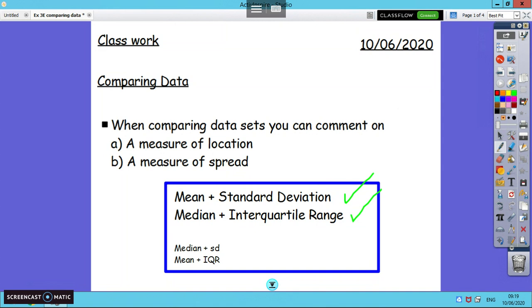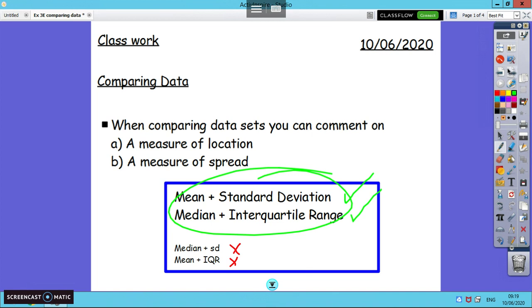So you can't use the mean and the interquartile range, and you can't use the median and the standard deviation together. They're terrible crosses, aren't they? I'm going to try and do that again. So you can't use these two combinations, okay? It has to be these ones here that you talk about together: the mean and the standard deviation, or the median and the interquartile range. Must be one of those two things.